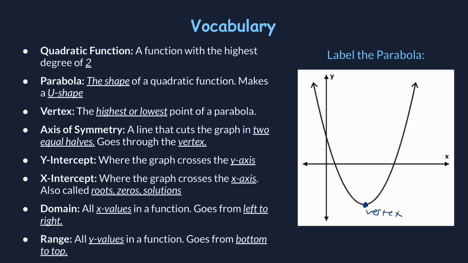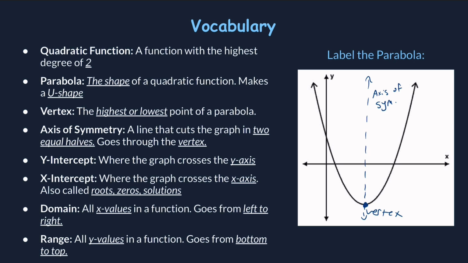We also have an axis of symmetry, and that's the line that cuts the graph into two equal halves, and it goes right through the vertex point. So if I make this little dotted line here like this, it's cutting that graph exactly in half, right? This is the exact same as this, just going in opposite directions. So it's like they're mirroring one another. So this line right here would be my axis of symmetry.